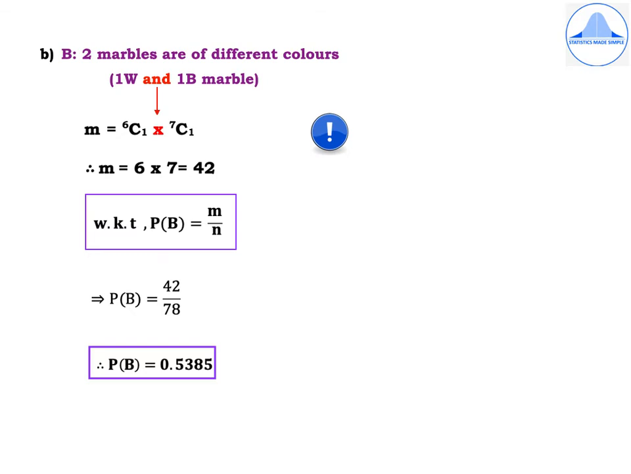So what are the outcomes which are favorable to event B? 1 white. 1 white means there are 6 white and you have to pick 1. So it is 6C1, and means multiplication. 1 black. There are 7 black and you need to pick 1. So it is 7C1. In other words, M is equal to 6C1 into 7C1. Therefore, M is equal to 6 into 7, which is 42. Then write the formula. We know that P of B is M by N, which implies P of B is equal to 42 by 78, which gives P of B is equal to 0.5385.